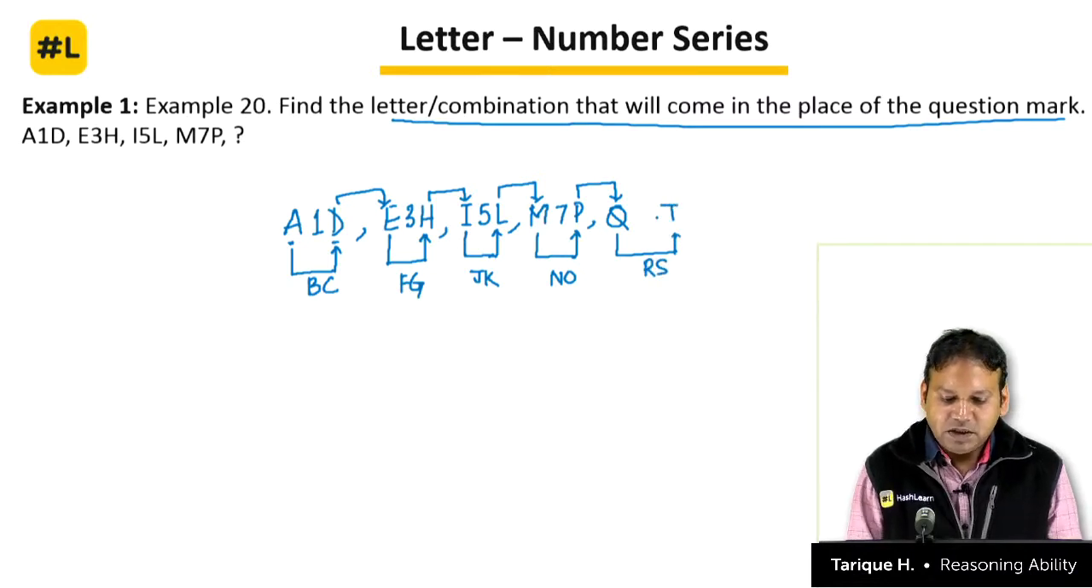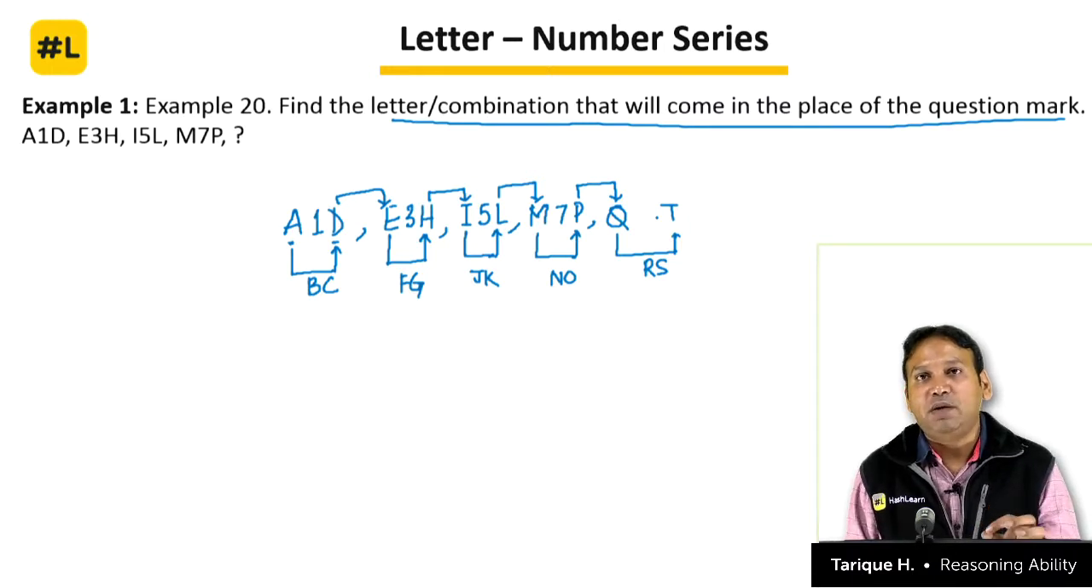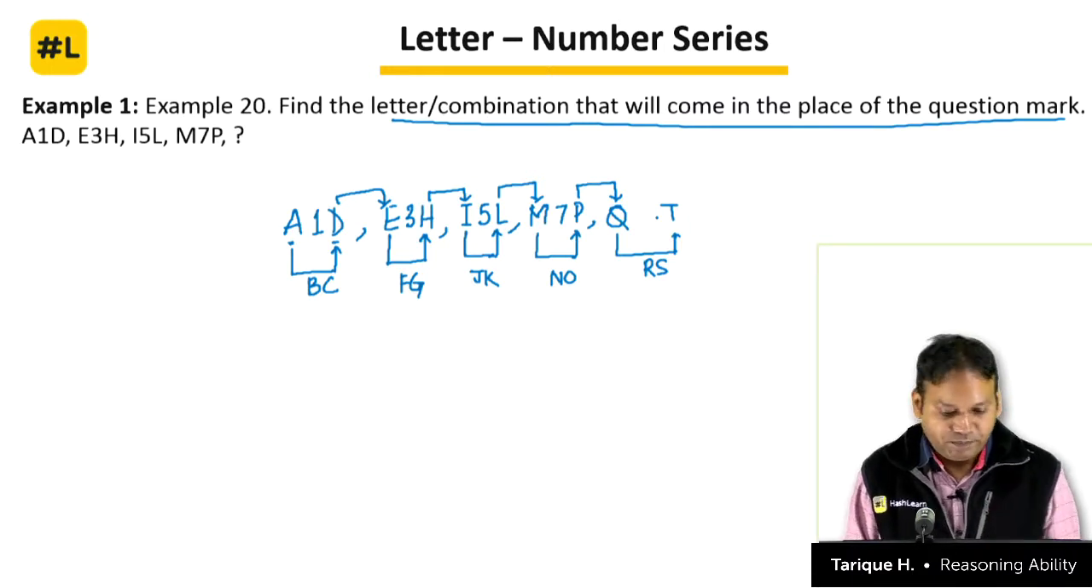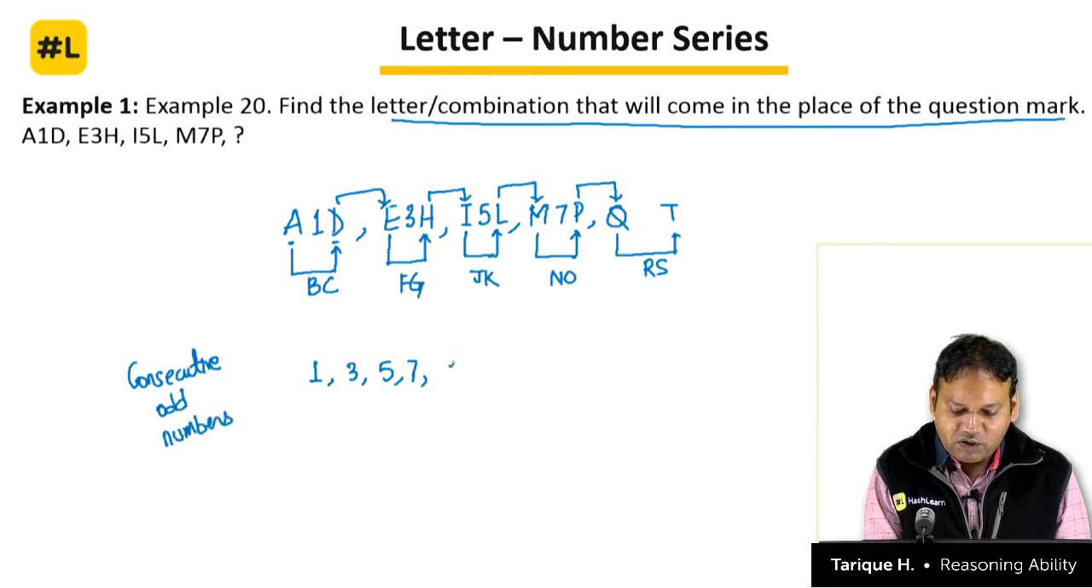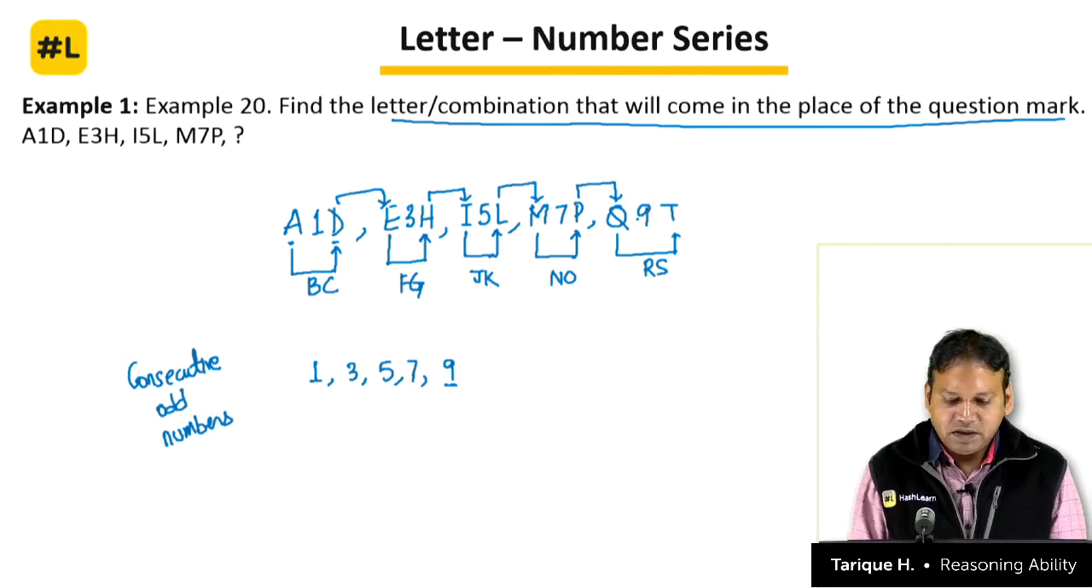T. Now what is left for us to decide is the digit that will come in the center. If you look at the numbers 1, 3, 5, 7, they follow their own logic: they are consecutive odd numbers. 1, 3, 5, 7, the next odd number is 9. So what will come in between Q and T? 9. So what is the answer?